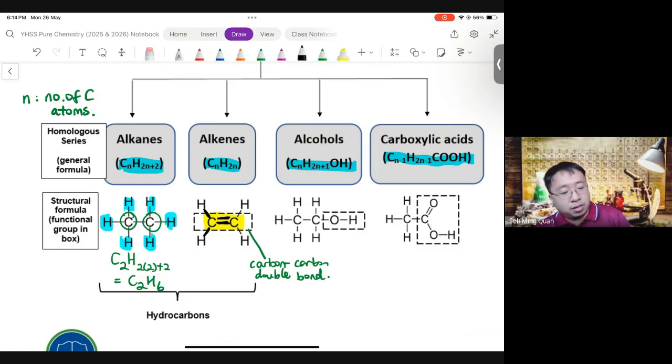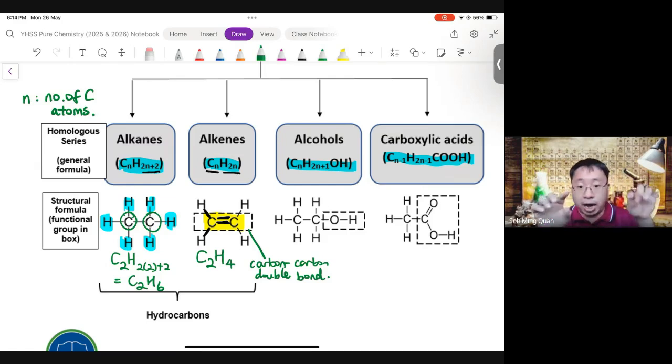And hence, CnH2n. You can see the H is lower in number. Previously, it was 2n plus 2 for alkane. But now you have fewer hydrogens because of the double bond. Hence, the formula is C2H4, because two carbons, therefore four hydrogens. 2 times 2, 2n.